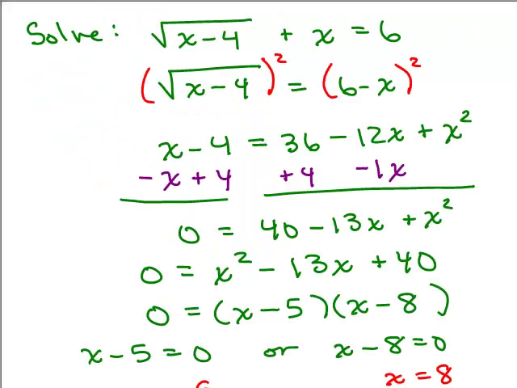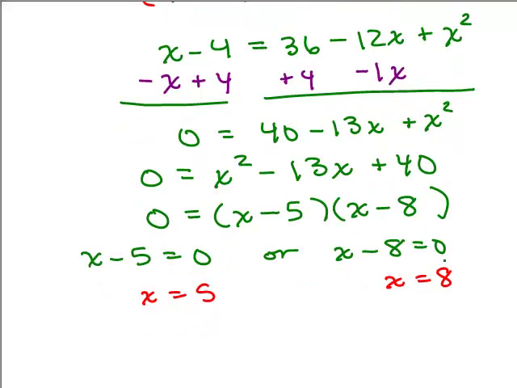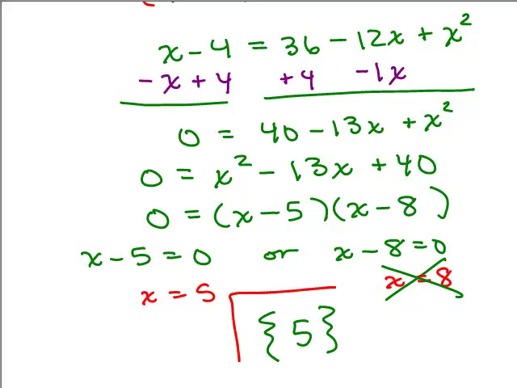So if we go back up, this one we cancel out. X equals 5 is a solution. So that's the only one that checks.